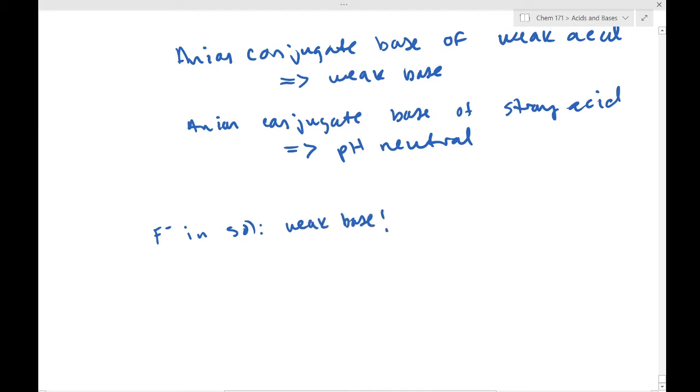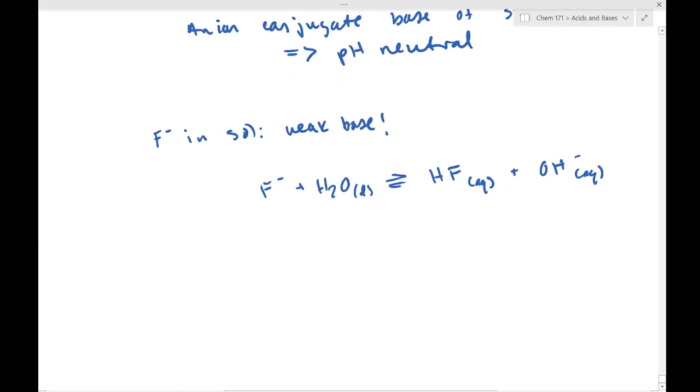and it will react with H2O to form HF and OH minus. Okay, so you're going to have a little bit of increasing in the pH due to fluoride being present in the solution.